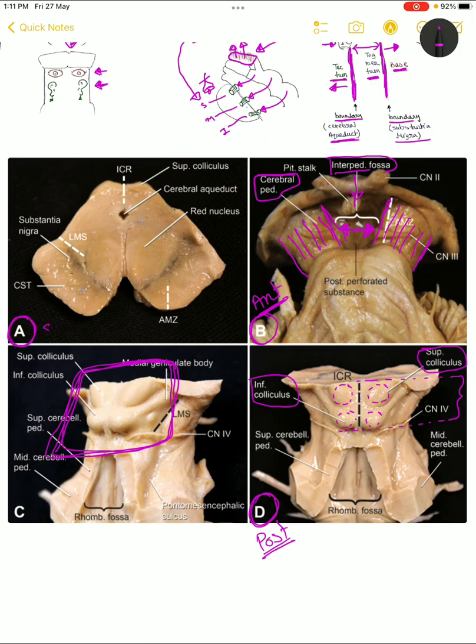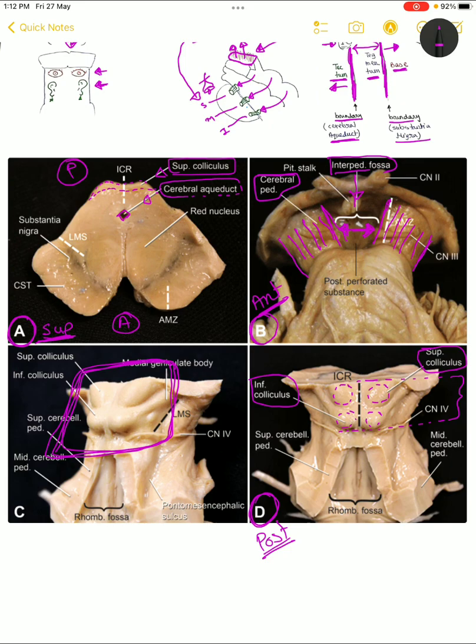Now come to this A structure. This is our superior view, a superiorly seen section. So first, the section is at the level. This is our anterior, this is our posterior. Now see in the posterior, you see this part, this is our superior colliculus. So this section is at the level of superior colliculus. Claro? Now you see this hole, and this is our cerebral aqueduct.